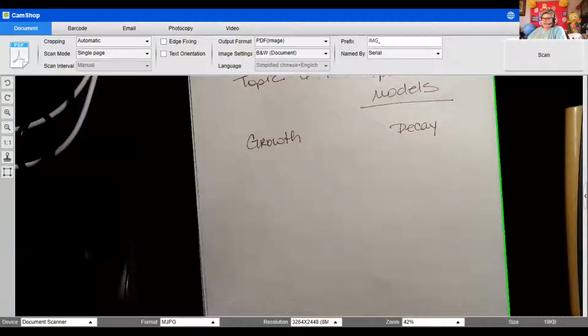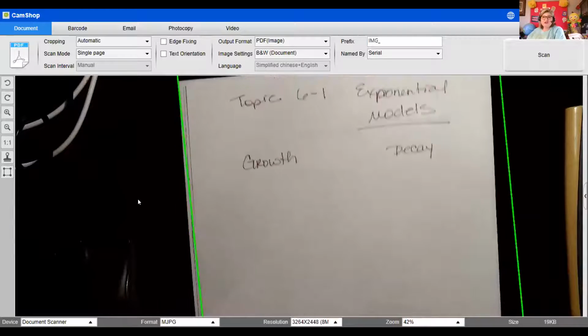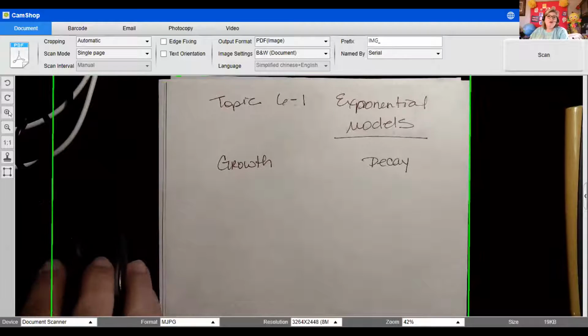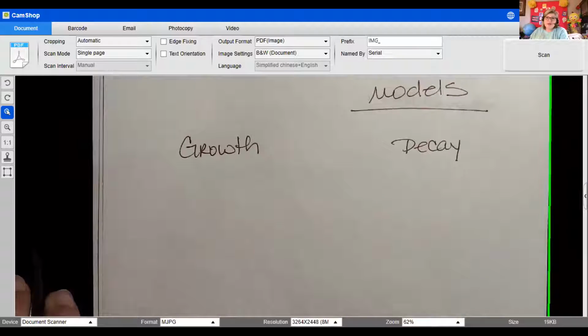So I'm going to take a moment and share my screen so we can look at exponential models. Well, there's two different exponential models for us to look at. There's the growth model and the decay model.